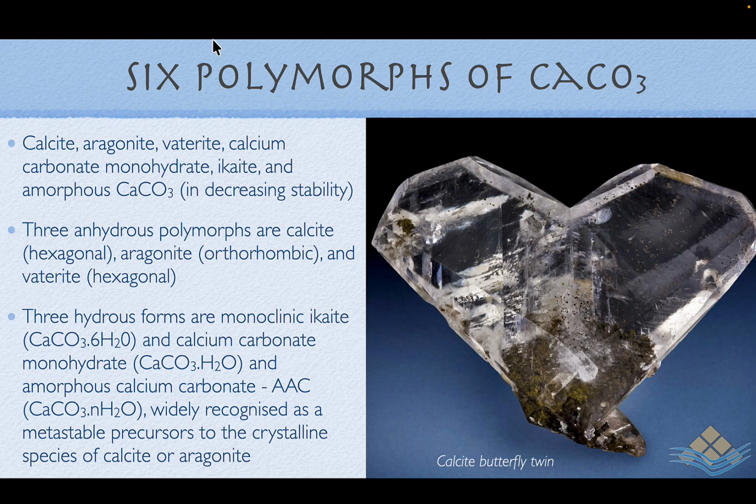These are the monoclinically structured ikaite, a cold temperature mineral, which is calcium carbonate 6H2O, and also calcium carbonate monohydrate, or monohydrocalcite, calcium carbonate H2O, and also amorphous calcium carbonate, ACC, which is a variably hydrated form of calcium carbonate. These 3 hydrous forms are widely recognized metastable precursors to the crystalline species of either calcite or aragonite, the 2 more stable forms, with calcite being the more stable form.